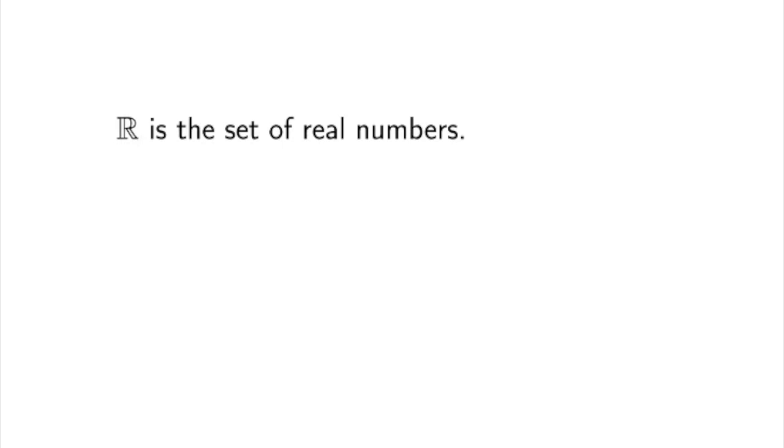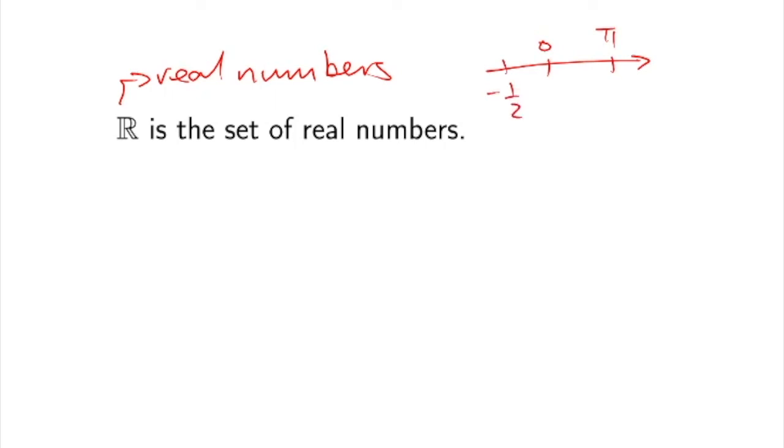Finally, we have R over here, which is the set of real numbers. So this is just basically any numbers that you can find on the real number line. So we have 0 here, we got pi here, we got -1/2 over here. And some examples, so the square root of 2 belongs in the set of real numbers, but i equal to the square root of -1 does not belong in the set of real numbers.